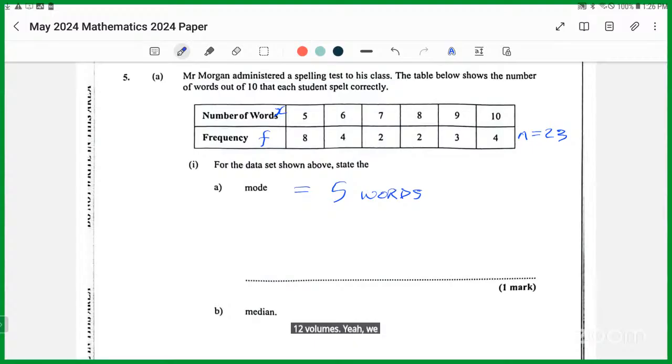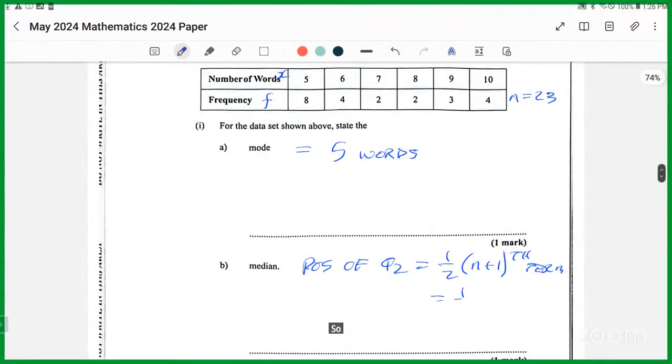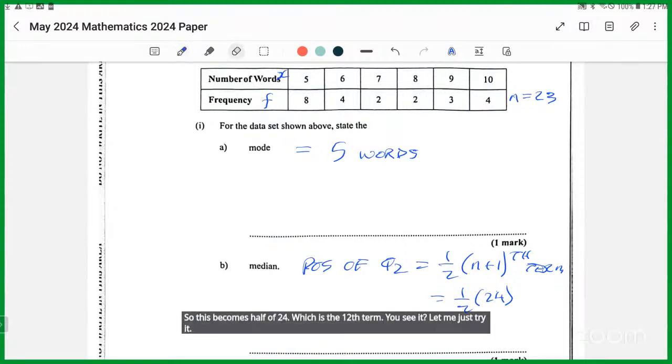If you can't reason it out, we have a formula way to do it. Remember the formula way? The position of Q2. Remember the median is Q2, is half of the n plus 1 term. Half of the n plus 1 term. The n is 23. So this becomes half of 24, which is the 12th term. You see it? That's right. The 12th term.